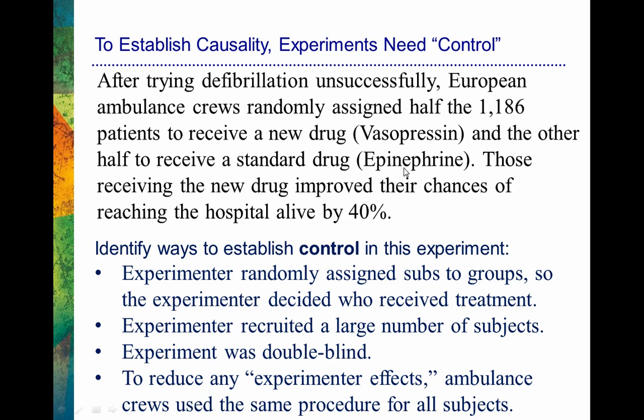Therefore, at the end of the study, when we find out that the new drug improved the chances of reaching the hospital alive by 40%, we know it's got to be due to the one thing that differed between the two groups, and that's the vasopressin. So that's why in an experiment, we can say with confidence that the thing we manipulated, the vasopressin in this case, really did cause an increase in the probability of reaching the hospital alive.